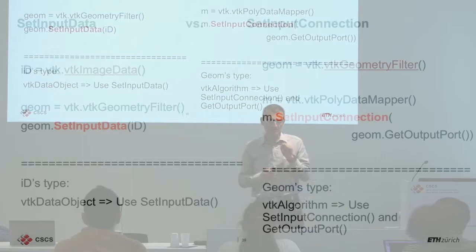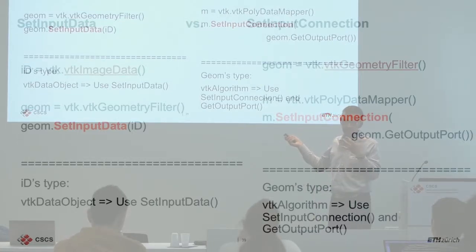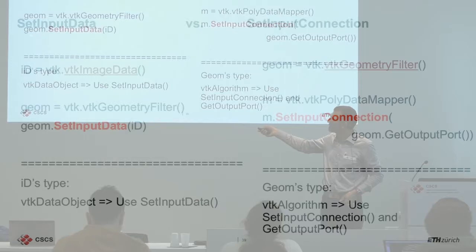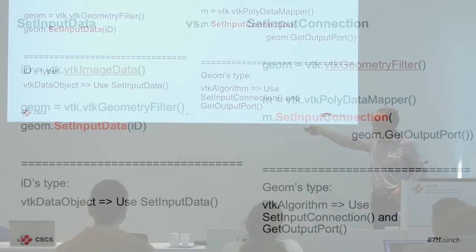There's something about syntax that has to be explained in greater detail. The difference between, you're going to see in the examples, the difference between the set input data and the set input connection syntax. When you take a source of data, such as, for example, the VTK image data, which is the Cartesian grid, you apply a geometry filter to it. To connect the pipeline, to build the pipeline, you need to say that the input data of the geometry filter is the grid. And in that particular case, you use the command set input data because ID, the type of that particular object, is a VTK data object, as opposed to a VTK algorithm.